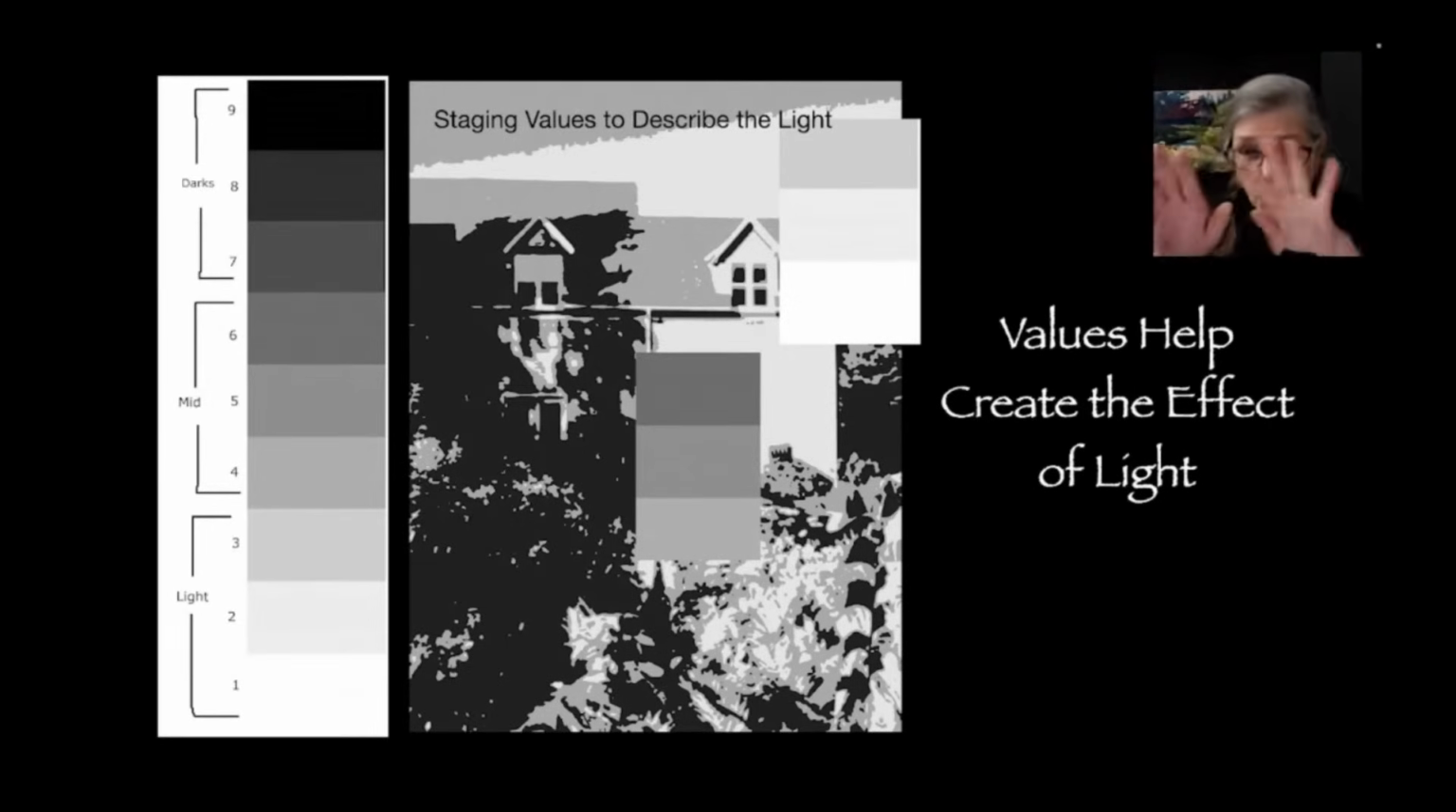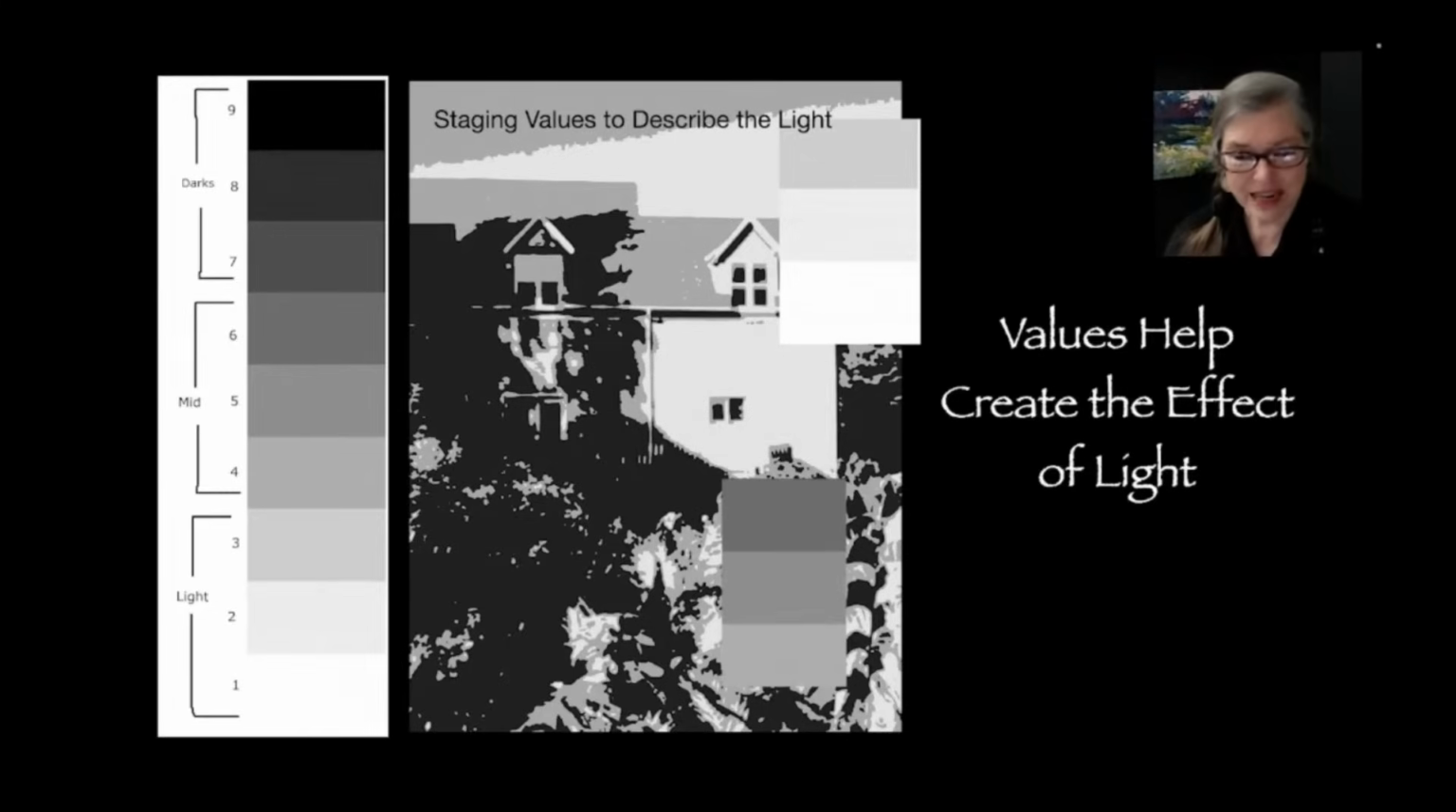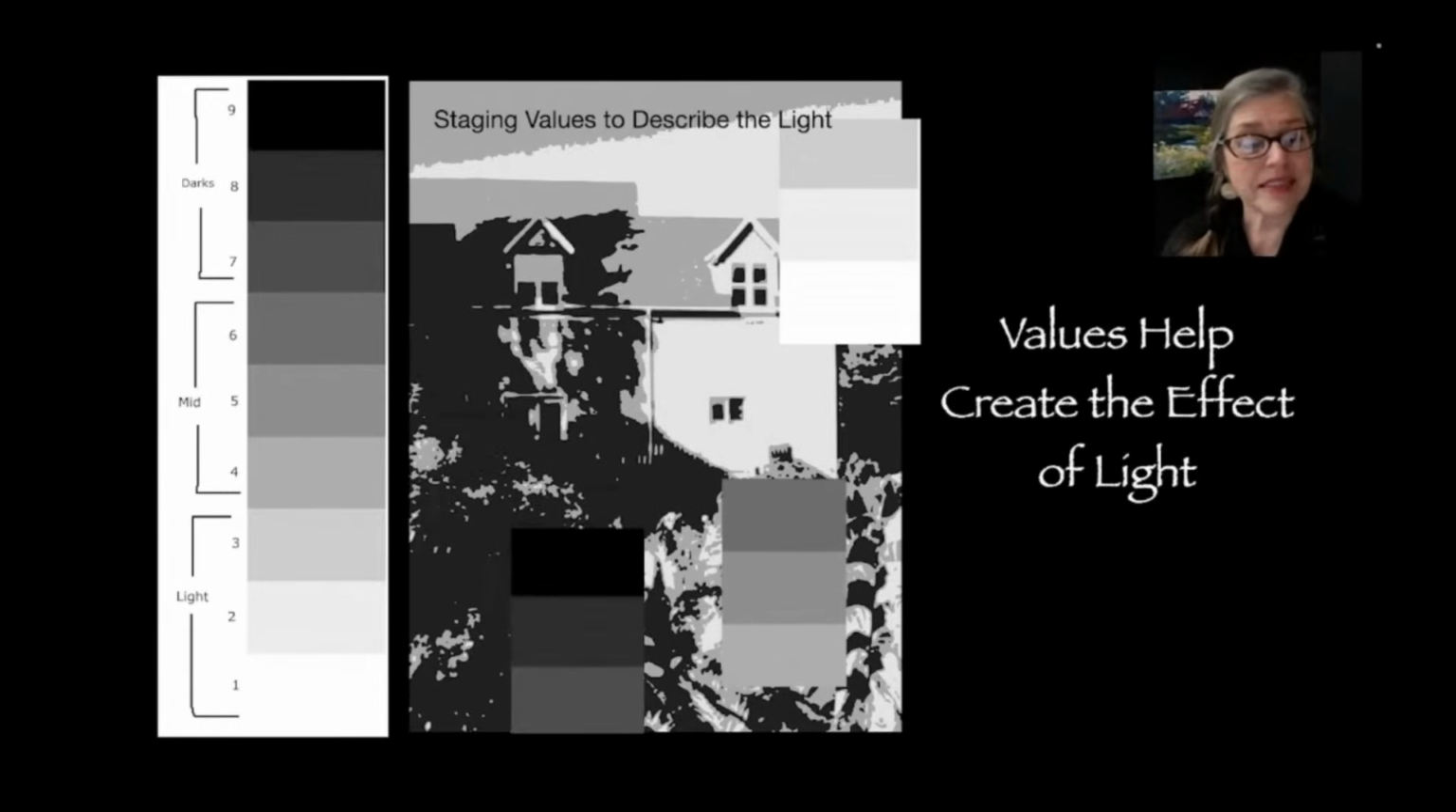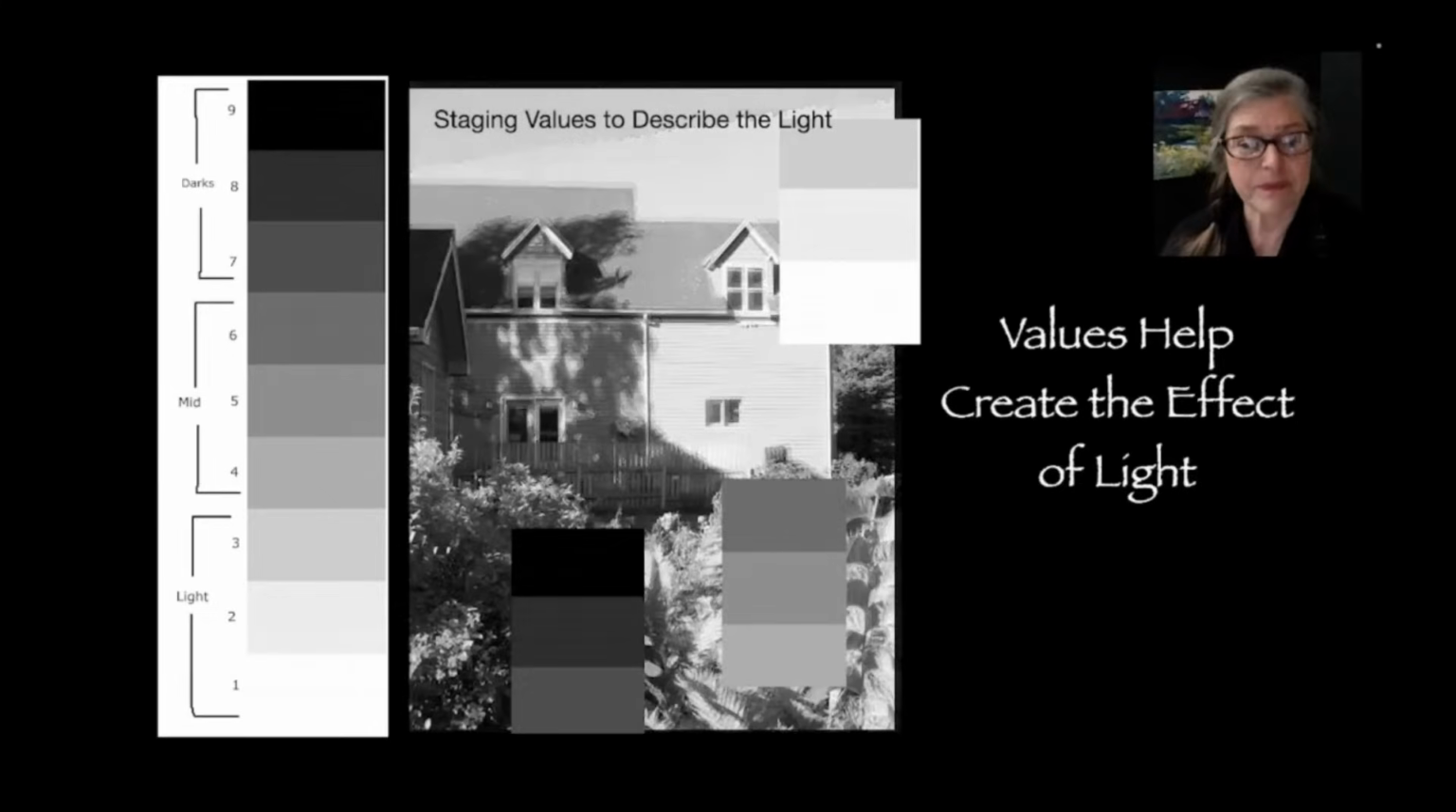Things that are turning away from light to shadow. Look at areas where the light is turning. For instance, right here where shade is turning to light, you'll see some mid-value forms right there. And we save values 7, 8, and 9 for shadow and things that have no light at all on them.